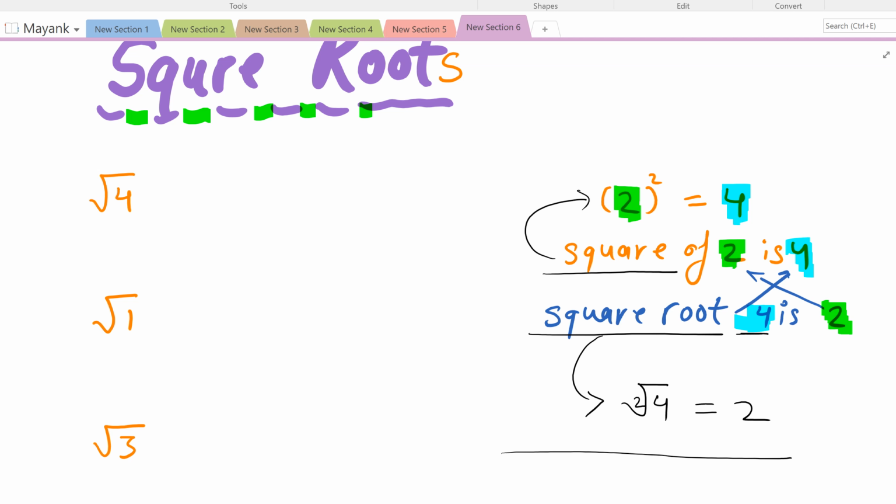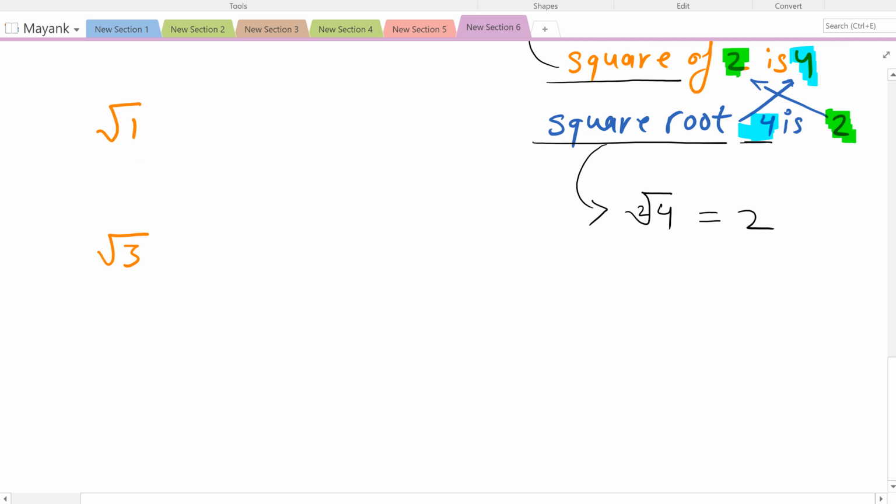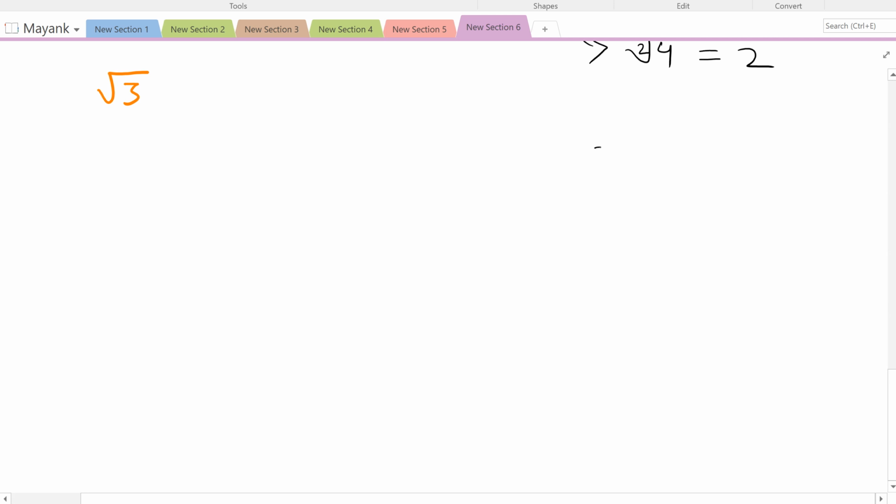So we learned that the square of this number is 4, and the square root of 4 is going to be 2. Now we do one more example. What is... now which number is going to be in the bracket? Square root of what number is 9? 3.